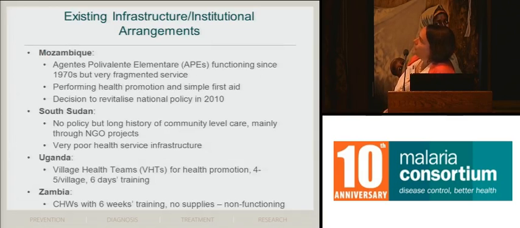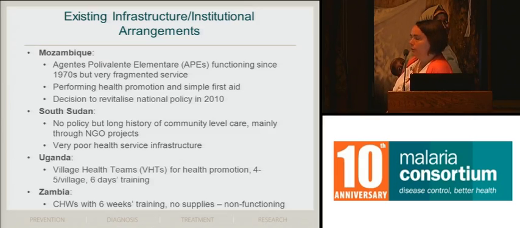This slide really is just to summarize how the situation was 4 or 5 years ago, around the time where we started working in ICCM, looking at some of our focal countries. So, for example, in Mozambique, you had APEs, who were community agents that had been working for a very long time. It's a long history there, since the 1970s. But over time, the services had become very fragmented and not very harmonized. So, and it was mainly around health promotion and very simple first aid and some treatment of malaria, primarily. And the decision was made by the government to revitalize this whole strategy in 2010.